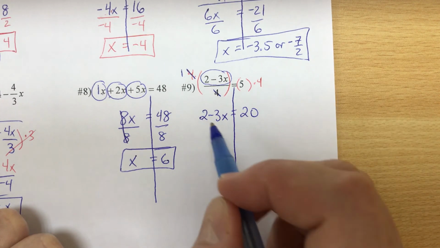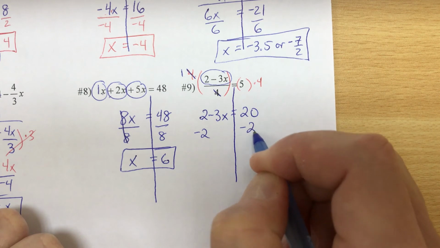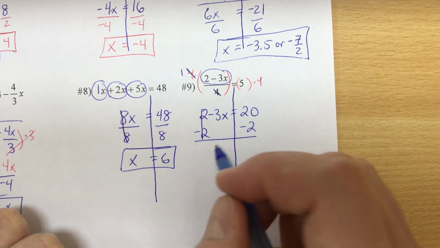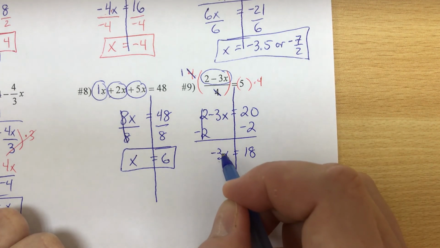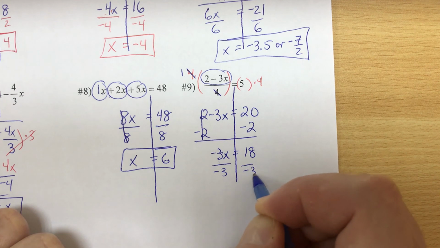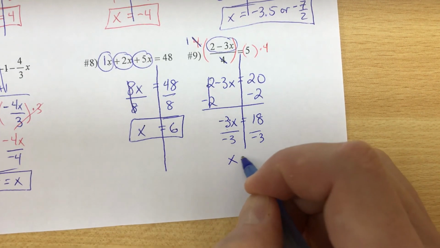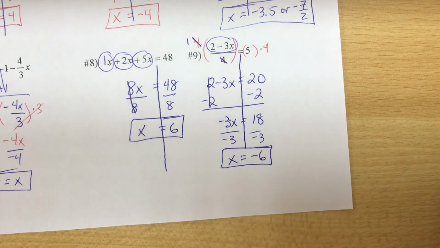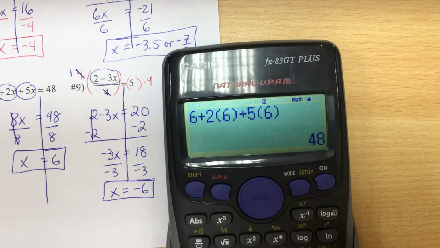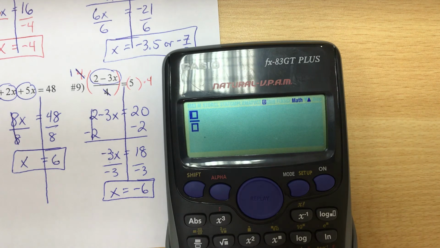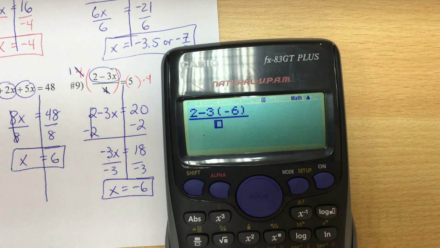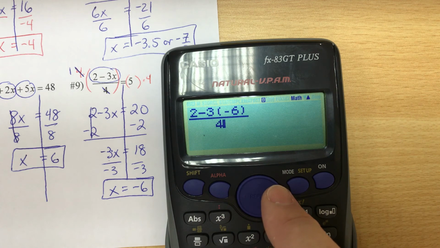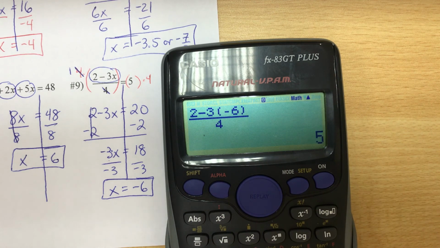Now we're going to move the constant, which is a positive 2, by subtracting it. So we get 0 minus 3x, negative 3x, equals 18. And then we'll divide by the coefficient, which is negative 3. And we get x equals negative 6. So I want to know that that's correct. So the fraction on the left side was 2 minus 3 times negative 6, all divided by 4, and we should get an answer of 5 on the right side, and we do.